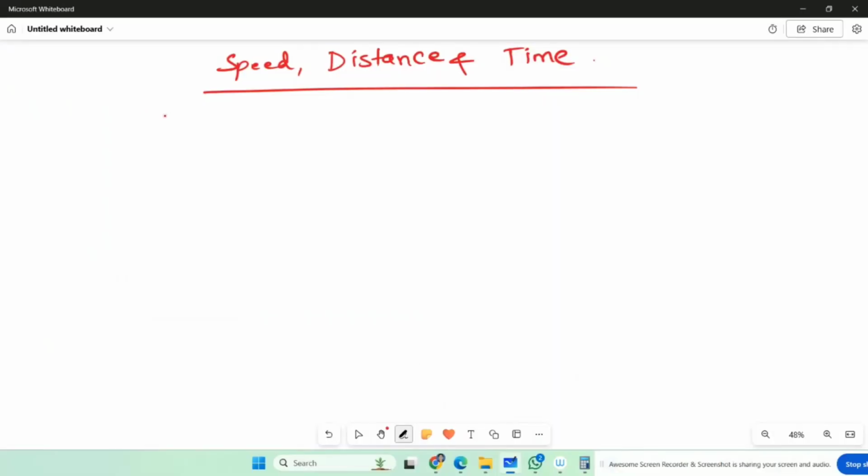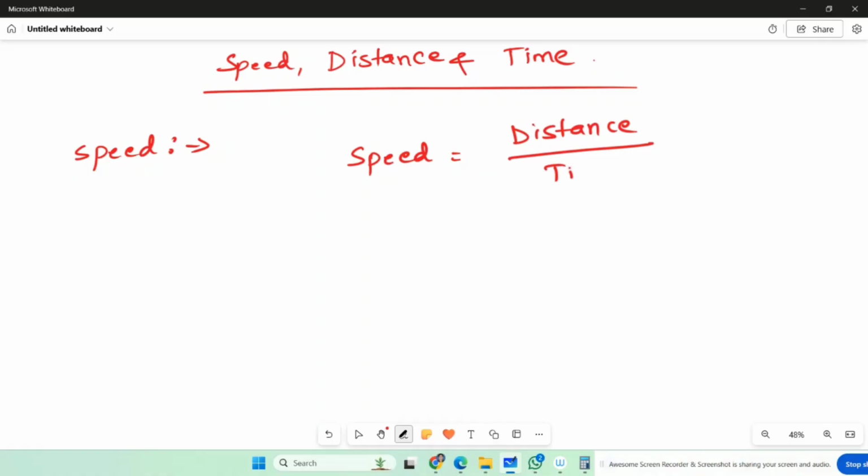So, speed, distance and time. First we will learn about speed, then distance, then time. Okay. So, speed. What do you mean by speed? Basically, speed is a measure of the rate of change of the distance traveled by a moving object. We can simply write it as speed equals distance by time. That means the distance covered by a moving object in a unit of time is its speed.